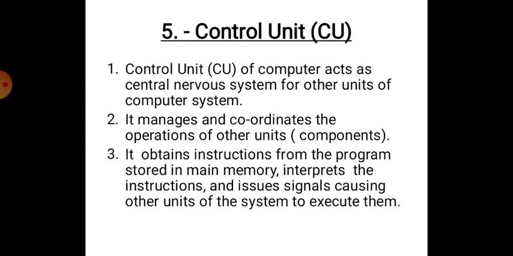Point number 2. It manages and coordinates the operations of other units or components. It obtains instructions from the program stored in the main memory, interprets the instructions and issues signals causing other units of the system to execute them. Students, the control unit acts as a nervous system, and hence it coordinates operations and functions of other units.